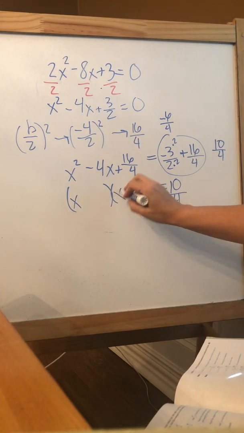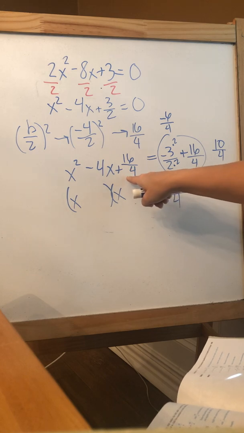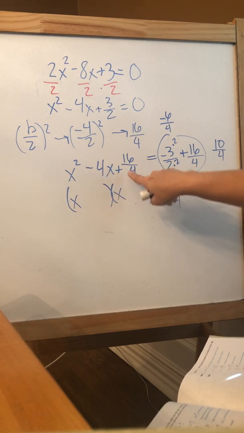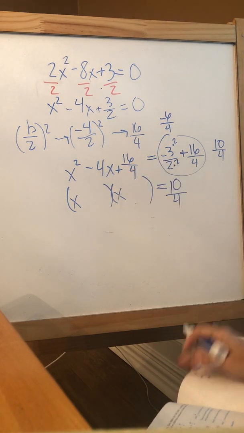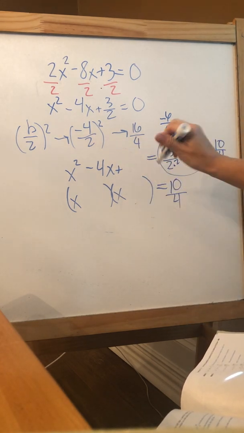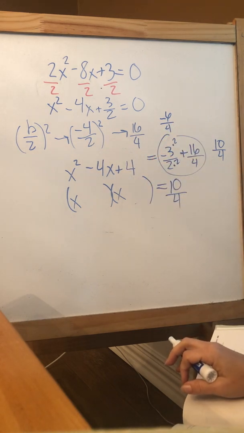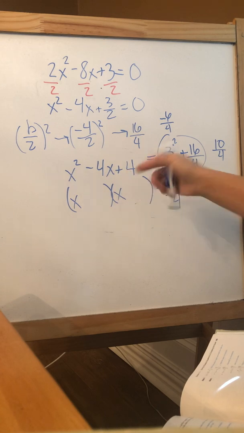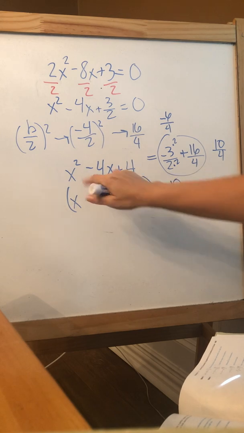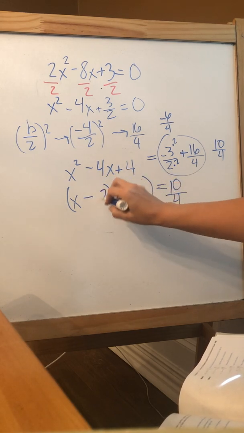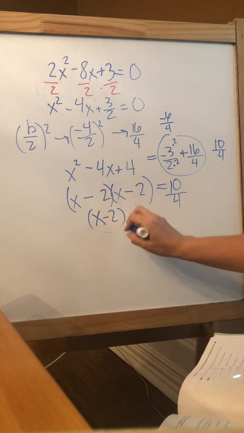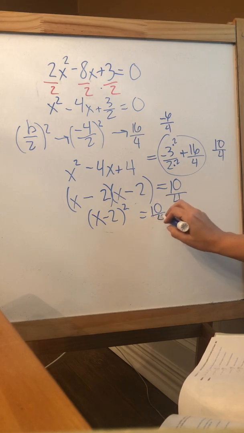Now we can factor. Okay, again, to find out what goes here, actually, look at this. We have 16 over 4. We can, in fact, go ahead and change this. What is 16 over 4? It's 4, right? Okay, so we can actually change this. And now it's something easy to look at, and we see that we have a positive here and a negative here. So we're going to have 2 negatives, and we know that 2 goes here. So let's rewrite this. X minus 2 squared equals 10/4.